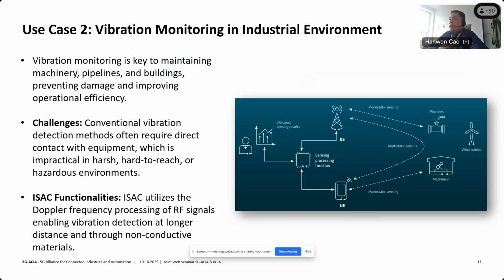The second one is vibration monitoring for the industrial environment. Vibration is one of the biggest enemies in industrial environments. Abnormal vibrations can indicate potential issues in the machinery, and we can leverage the high sensitivity of the Doppler effect of radio frequency sensing to capture these signals, in order to guide our predictive maintenance.